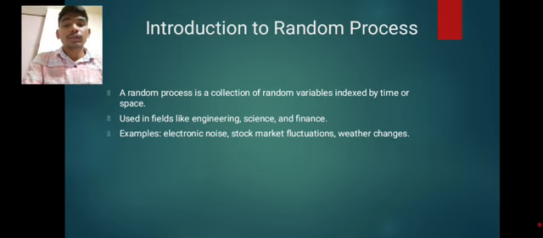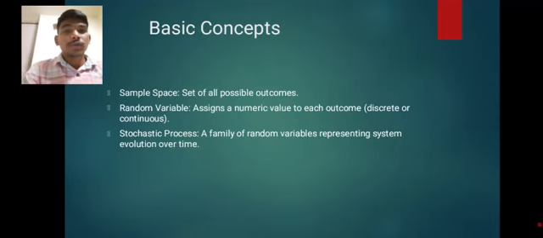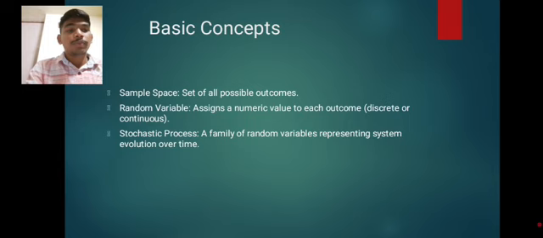In random process, we have infinite energy. That is why we study the correlation function, autocorrelation, and covariance function. Basic concepts: sample space, the set of all possible outcomes; random variable, which assigns a numeric value to each outcome, discrete or continuous; stochastic process, a family of random variables representing system evolution over time.